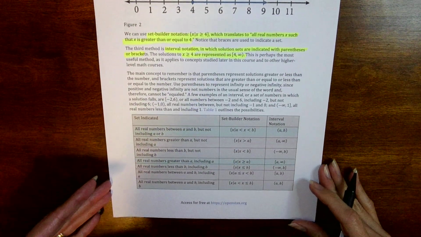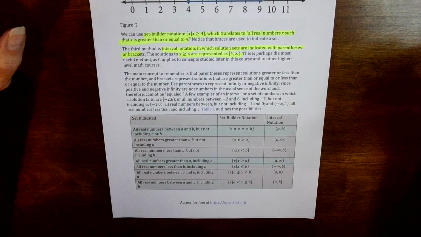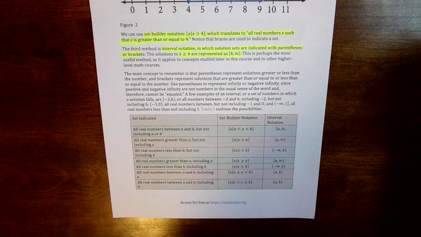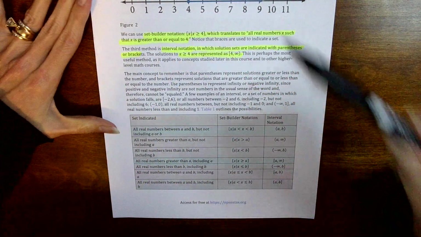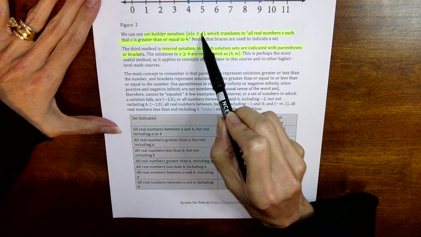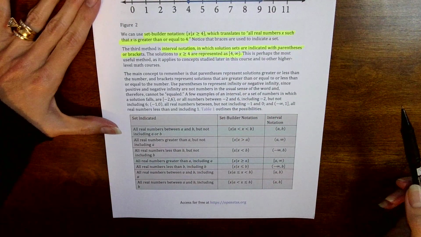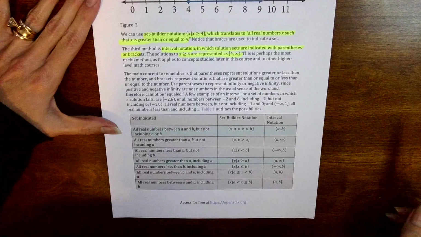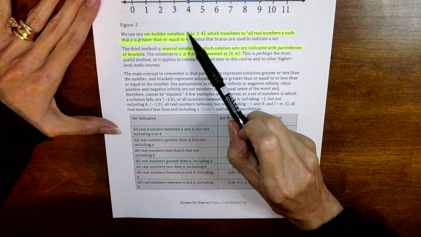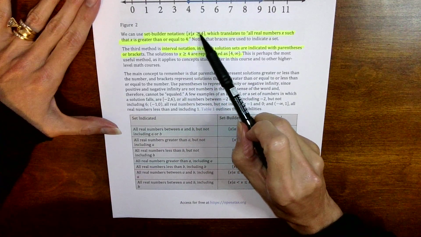This section of math gives me a little bit of heartburn because there's just too many ways to write it. And when there are different ways to write things, it can get confusing. We can use set builder notation. So you have a bracket, x, a line, x greater than or equal to 4, another bracket, and it translates to all real numbers such that x is greater than or equal to 4. And I was taught to say it, the set, these brackets mean the set that includes all real numbers such that x is greater than or equal to 4.